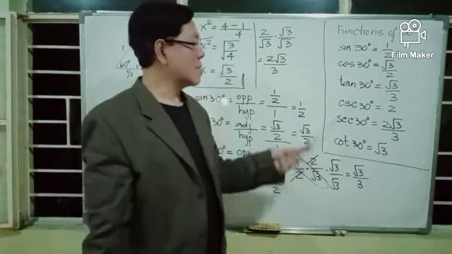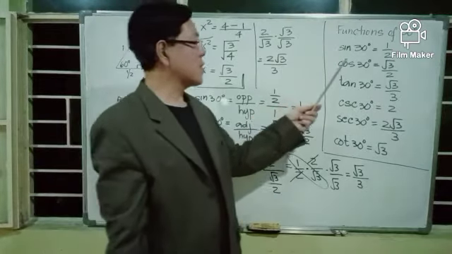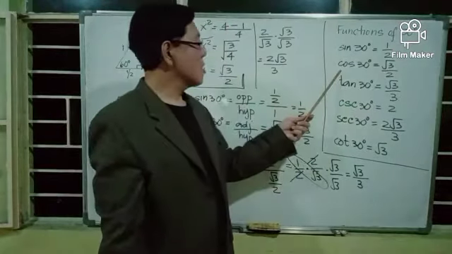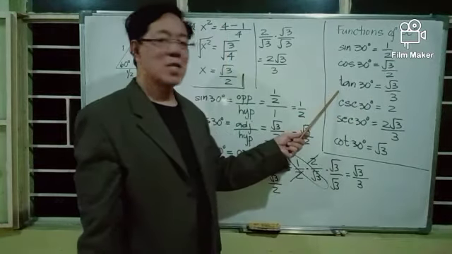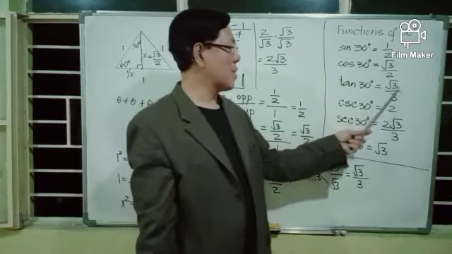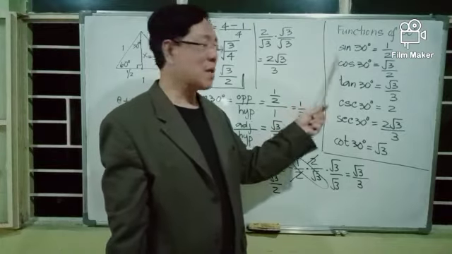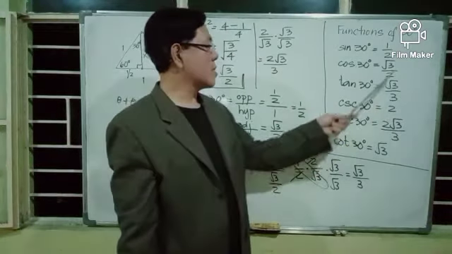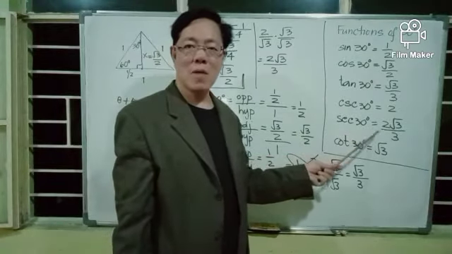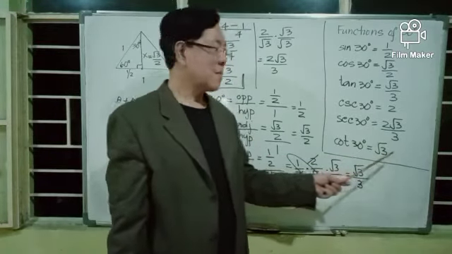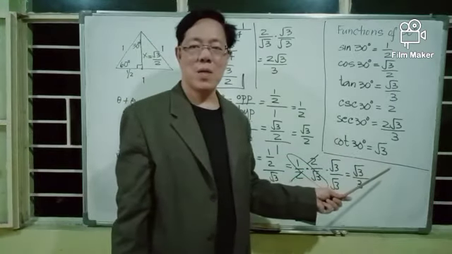These are the 6 trigonometric functions of 30 degrees. Sine of 30 degrees is 1/2. Cosine of 30 degrees equals square root of 3 over 2. Tangent of 30 degrees equals square root of 3 over 3. Cosecant of 30 degrees, the reciprocal of sine of 30 degrees, is 2. 2 is the reciprocal of 1/2. Secant of 30 degrees equals 2 times square root of 3 over 3. Cotangent of 30 degrees has a value of square root of 3.